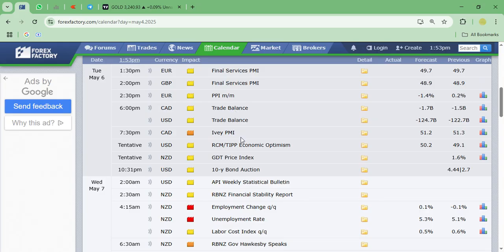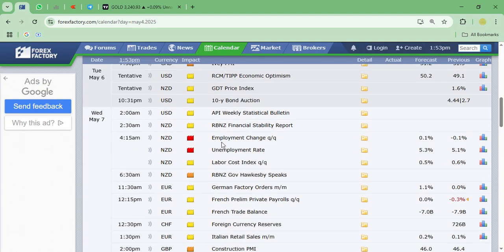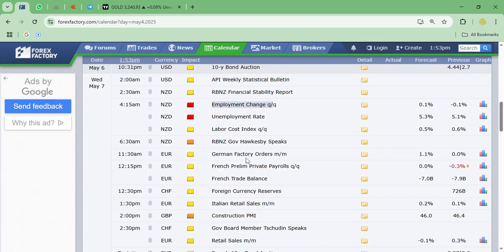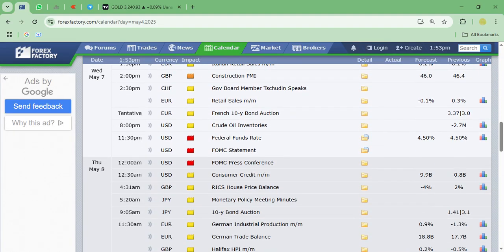Maybe we can find a good trade in forex currencies. And on Wednesday we have unemployment change quarter to quarter data and the unemployment rate, that is NZD, in the morning of the Asian session. So we have to stay away from the NZD pairs on Wednesday. And then in the evening, Wednesday, late night, we have one of the most important data of the whole month, that is the FOMC press conference and FOMC statement.